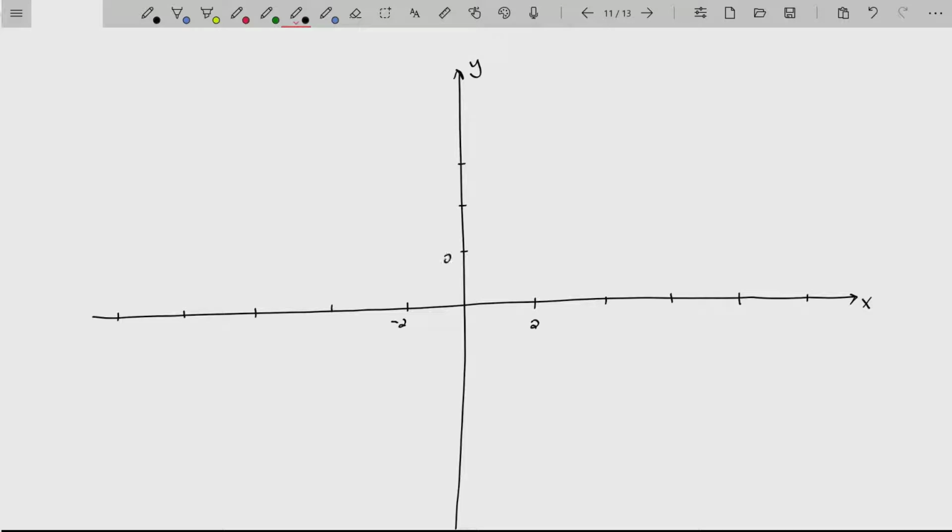Let's just pretend. So I'll just call that 2, and we'll call this -2. And I don't need to mark off too much there. All right, now we're ready to go.